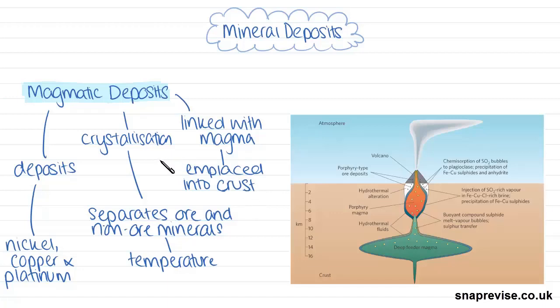The process of crystallization separates ores and also non-ore materials from each other, and it separates them based on their crystallization temperature. Each ore and non-ore will crystallize at a different temperature, so this separates them as they crystallize. These deposits include nickel, copper and platinum, and this is a diagram here showing us how magmatic deposits are formed.